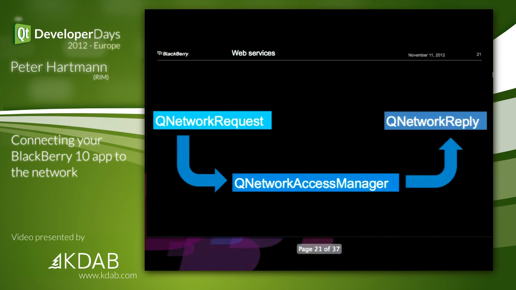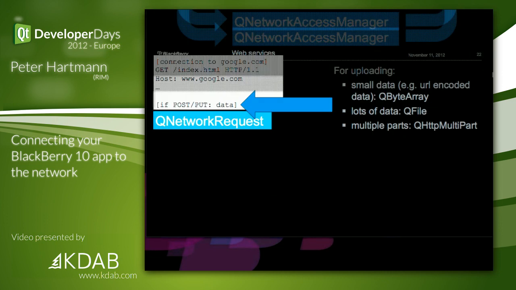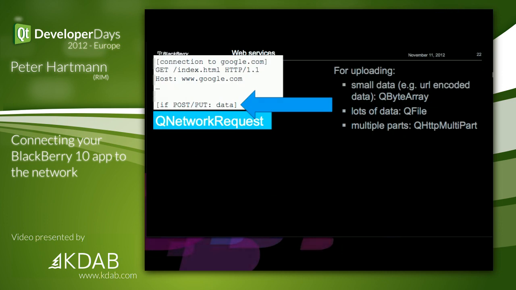So again, back to our initial diagram. We have the request, the manager, and the reply. Now, what can you use in a request typically when you use web services? I said already that sometimes you want to upload stuff. If you use HTTP post or put, you have some payload data. So there are different ways to upload stuff. For small data, you probably want to use a QByteArray because that's easiest. If you have lots of data or a file, you just use a QFile.